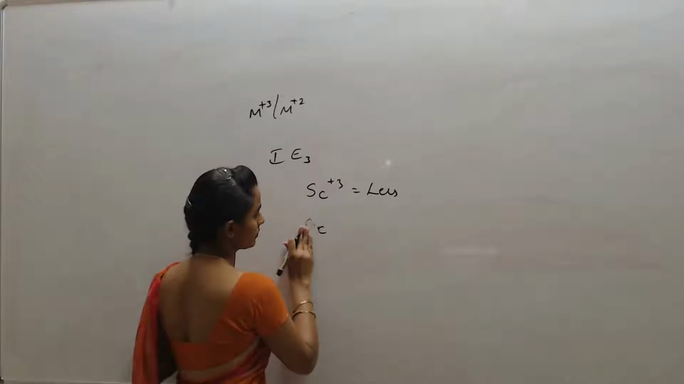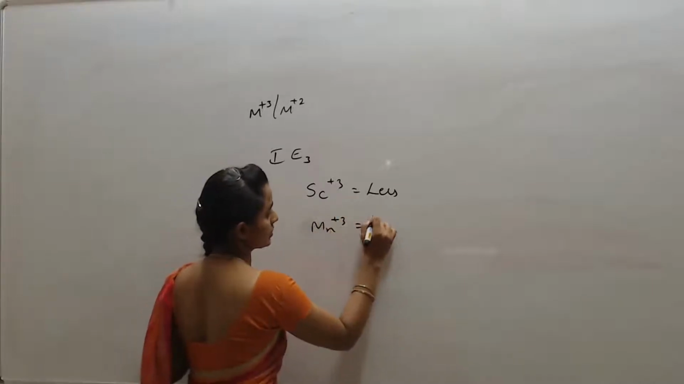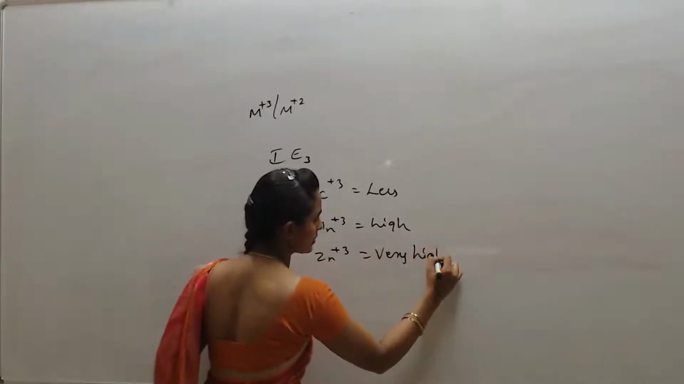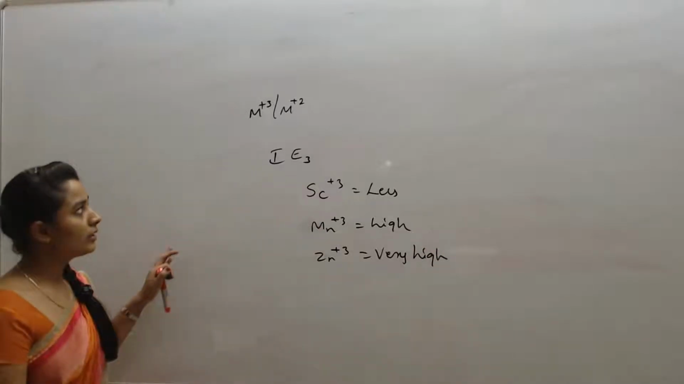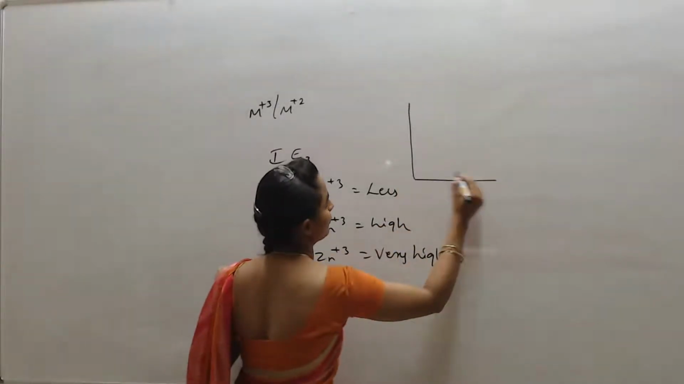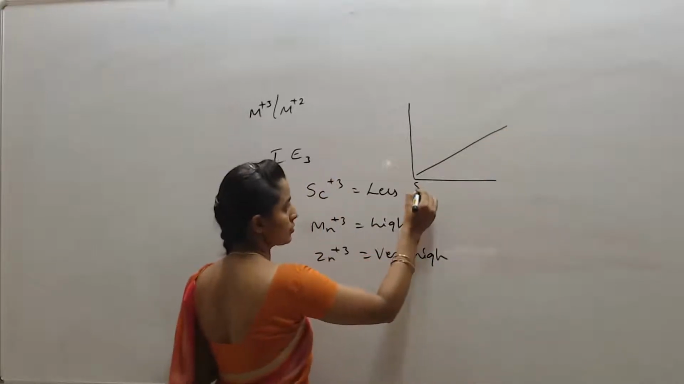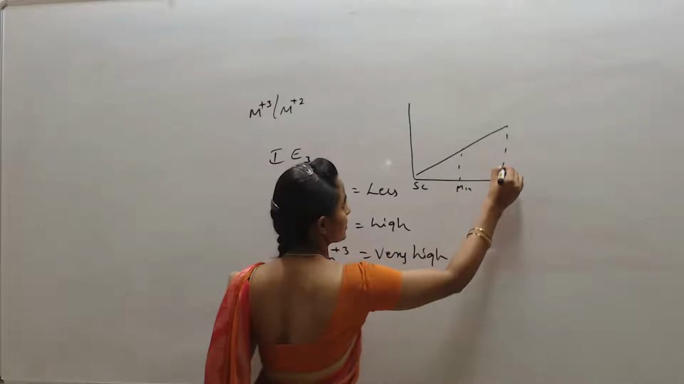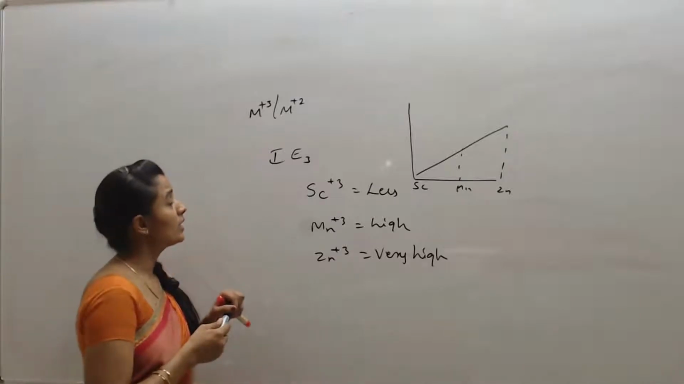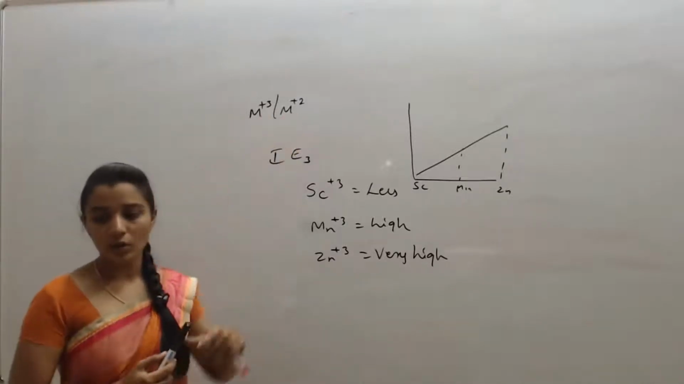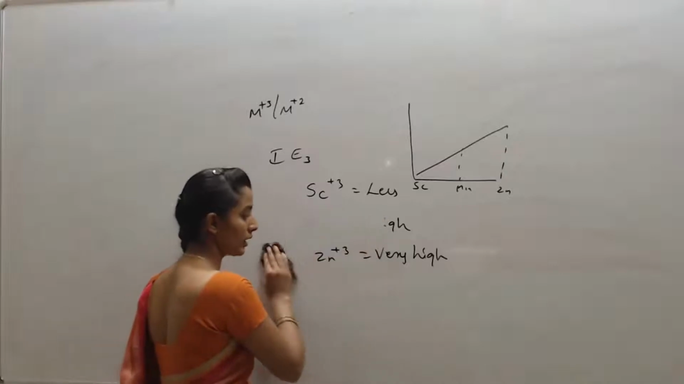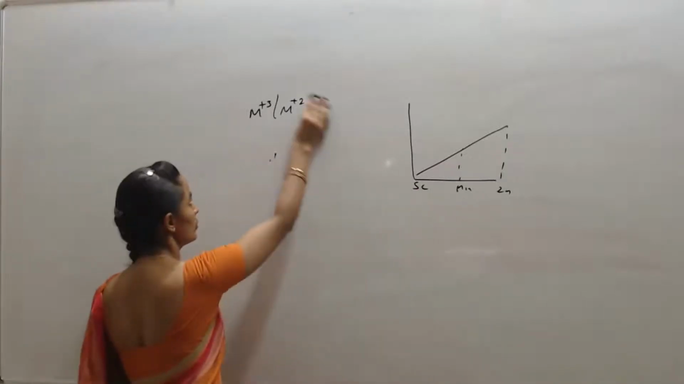Mn3+ is high and Zn3+ is very high. So these three comparisons are enough to say the standard electrode potential may vary in this form. If you draw the graph, it will follow the trend in increasing order. This is scandium, this is manganese, and this one is zinc. So it keeps on increasing. That is why the standard electrode potential of this M3+/M2+ follows this trend. I already explained this in the second ionization energy and third ionization energy, so I won't take much time here.